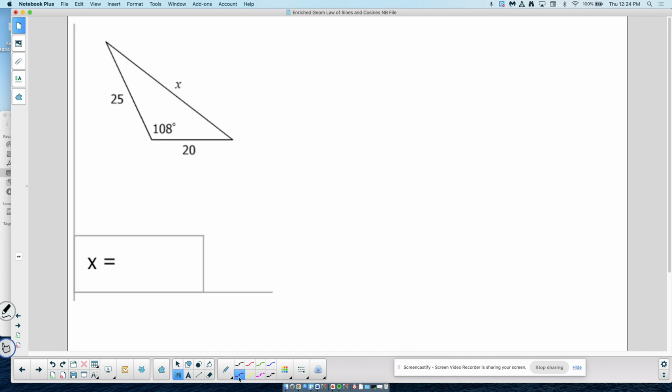Okay, we'll try another one. So again, here are our variables. We're going to call that A. Should I write it out one more time?